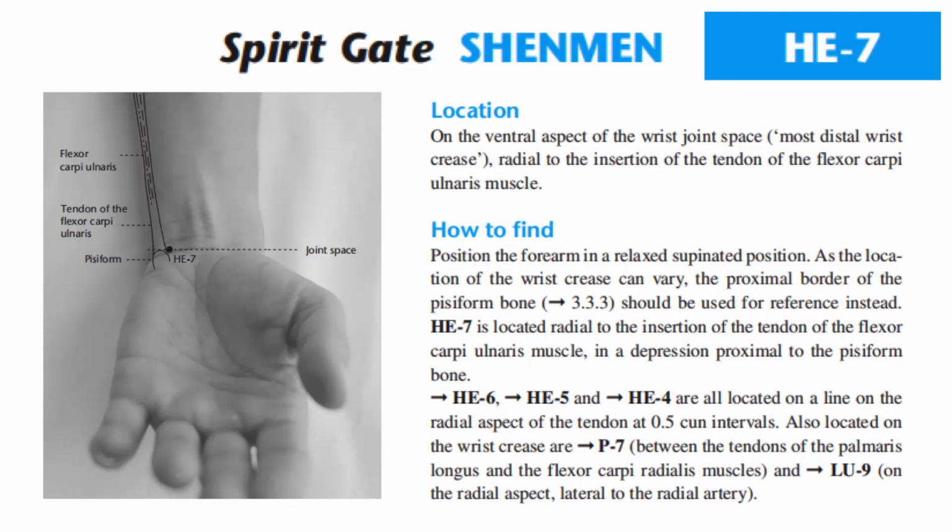Heart 6, Heart 5, and Heart 4 are all located on a line on the radial aspect of the tendon at 0.5 cun intervals. Also located on the wrist crease are Pericardium 7, between the tendons of the palmaris longus and the flexor carpi radialis muscles, and Lung 9, on the radial aspect, lateral to the radial artery.